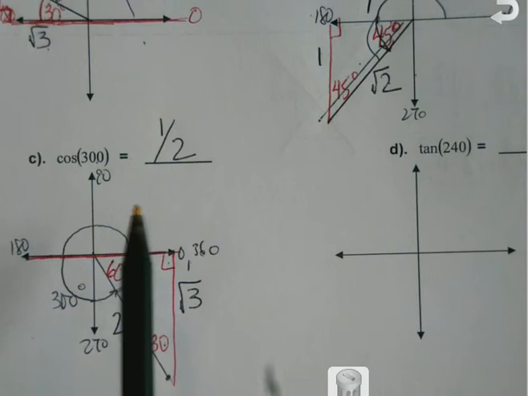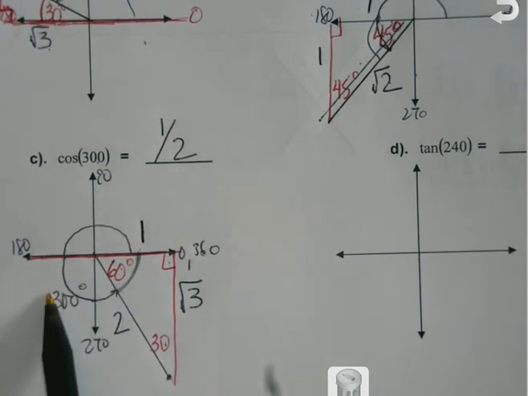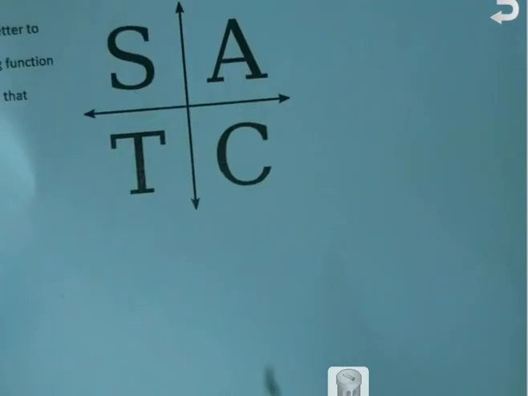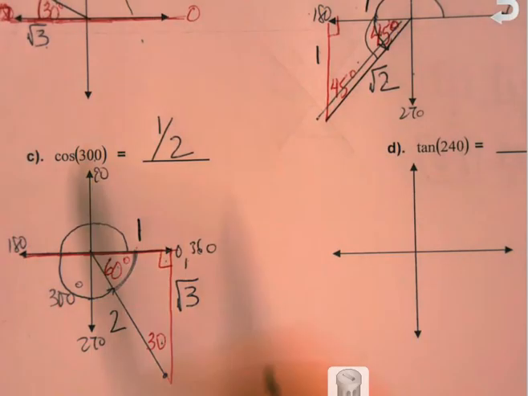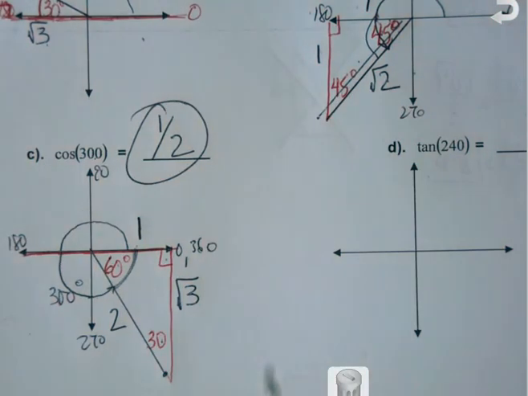I'm in quadrant 1, 2, 3, 4. Quadrant 4 is cosine. I'm cosine. I'm done.